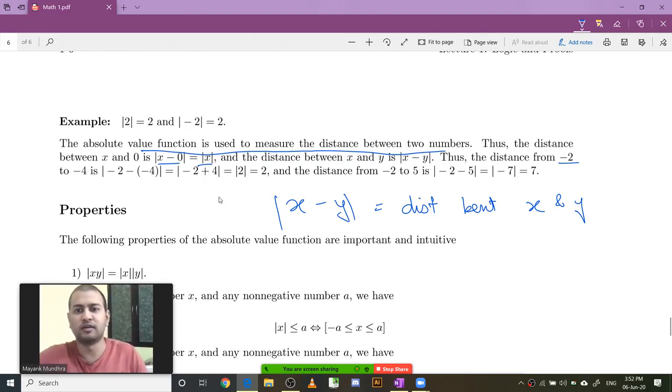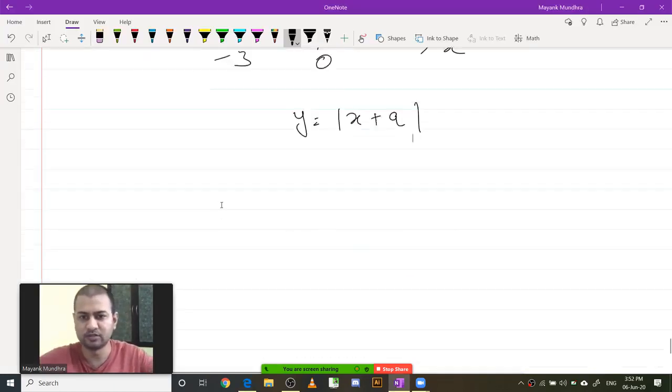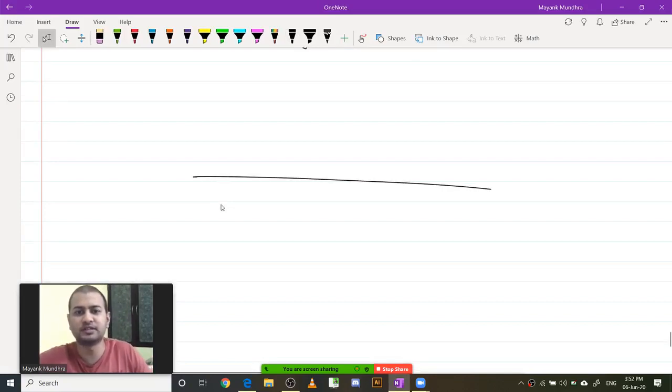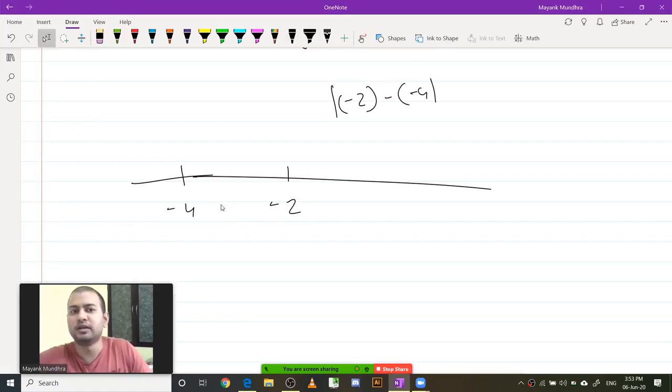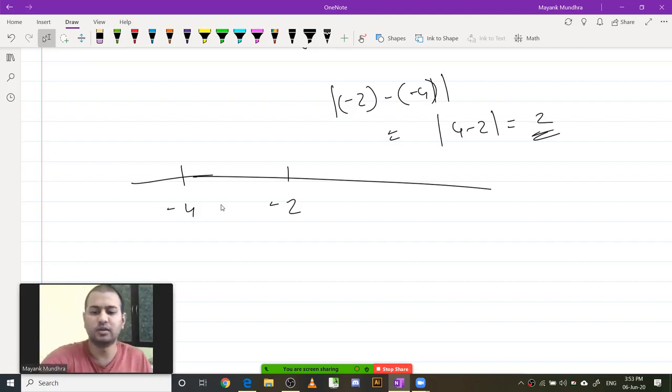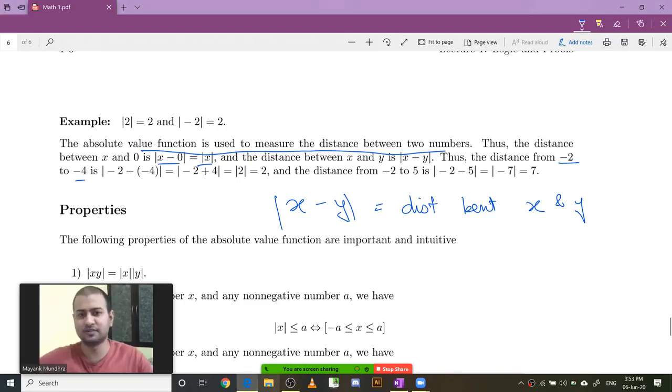Okay, so if you want to find the distance between points minus 2 and minus 4, so suppose on the x axis you have 2 points minus 2 and minus 4, then mod of minus 2 minus minus 4 is basically the distance between these 2 points, which will come out to be mod of 4 minus 2, which is basically 2. Okay, so you can even look at it as a distance function. So the mod function can be looked upon as a distance function.